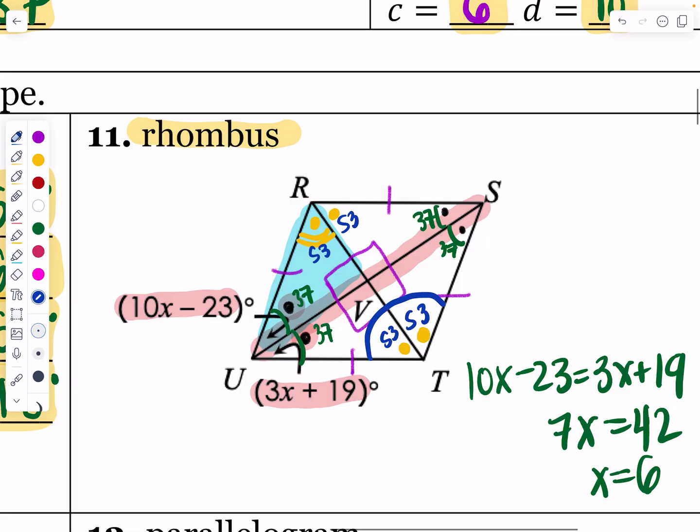All right, I do want to mark this different just to show that that 53-degree angle is going to be the same as the other one.